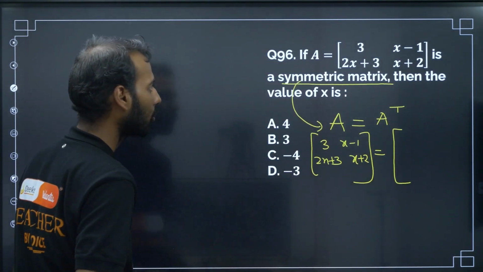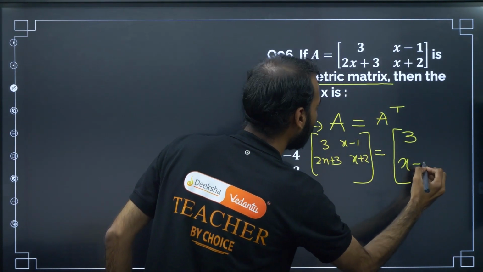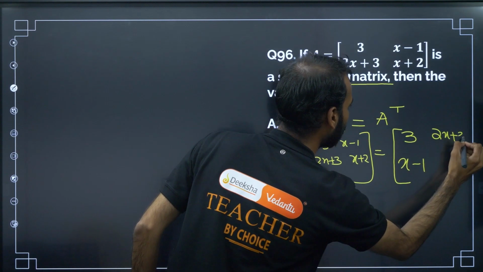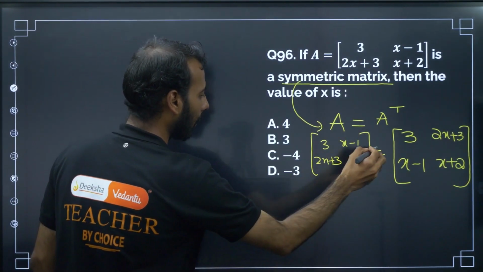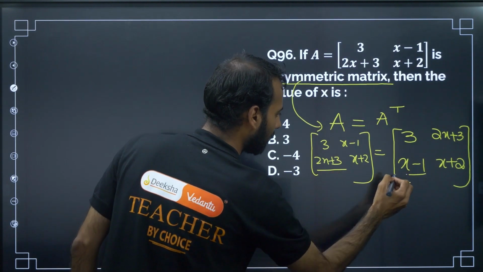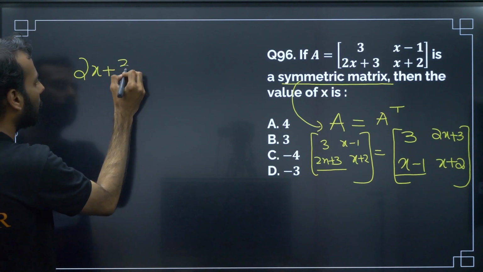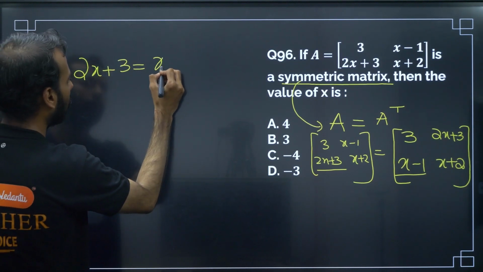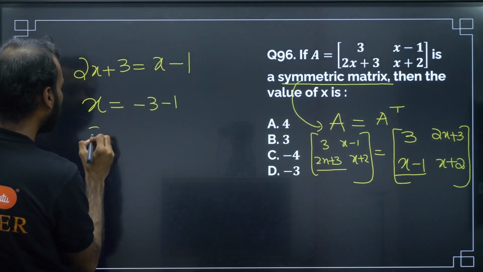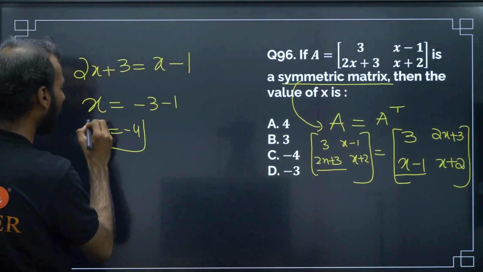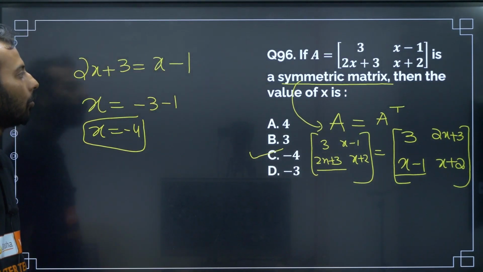If I am going for transpose, change rows to columns. So rows become columns: 3, 2x plus 3, x minus 1, x plus 2. Now equating the corresponding elements, let me equate these corresponding elements. If I equate 2x plus 3 is equal to x minus 1, so x is equal to minus 3 minus 1, x is equal to minus 4. So C is the answer. x is minus 4. Moving to the next question.